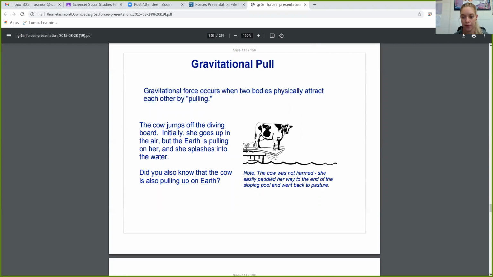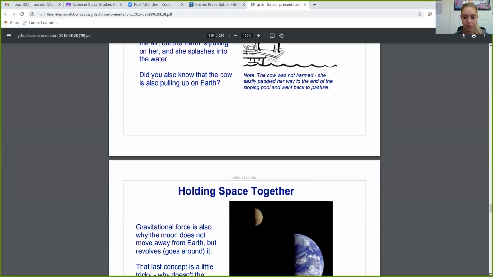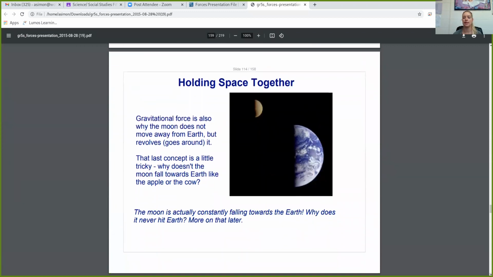All right, moving on. This same concept happens in space. Gravitational force is also why the moon does not move away from Earth, but revolves and goes around it, okay? The moon revolves around Earth because the Earth is having a pull on the moon and the moon is having a pull on the Earth. So it's constantly revolving around it because of gravity. They have that attraction to each other that pulls each other in different ways. So go ahead and write down: gravitational force is also why the moon does not move away from Earth, but revolves and goes around it.